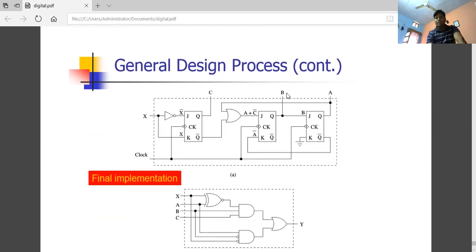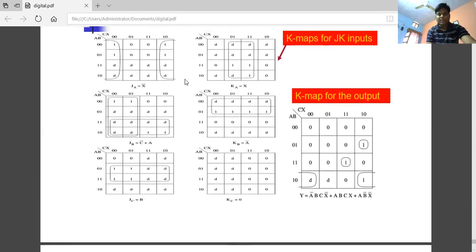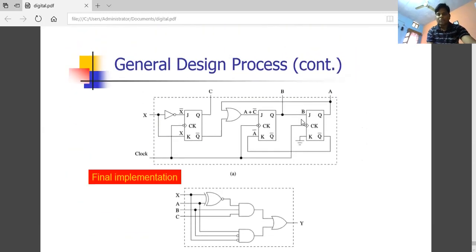A, B, C is the input section, and what is the value of J? This is JAKA, this is JBKB, this is JCKC. So the corresponding J value is X dash and K is X. For B, the corresponding values are X and X dash. We have to draw it with the clock pulse CK, CK and CK.